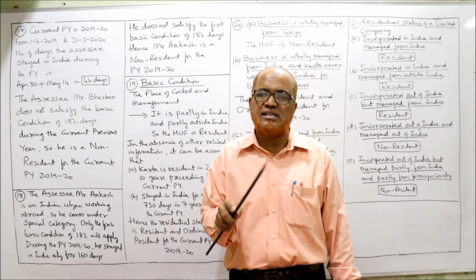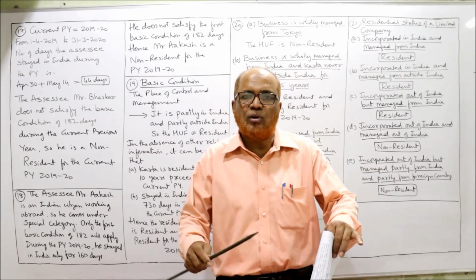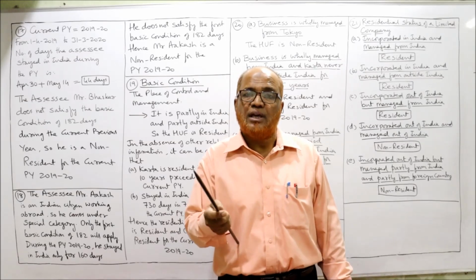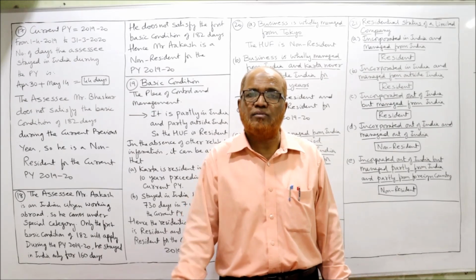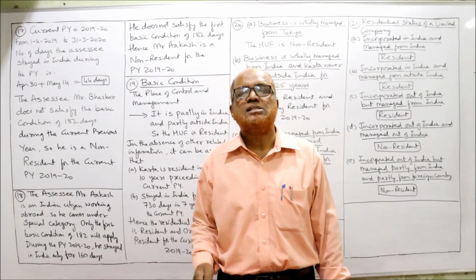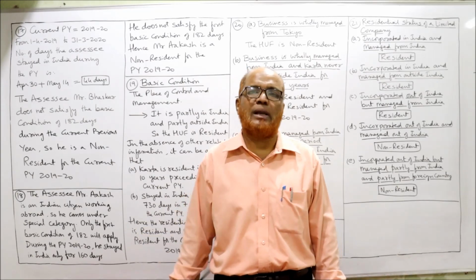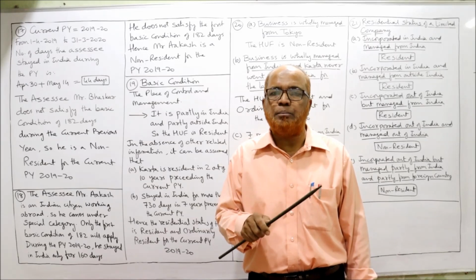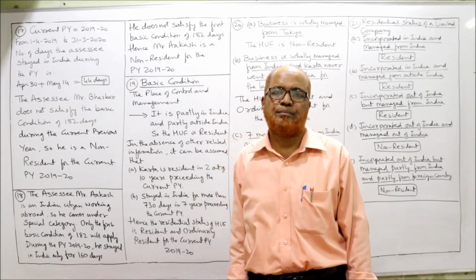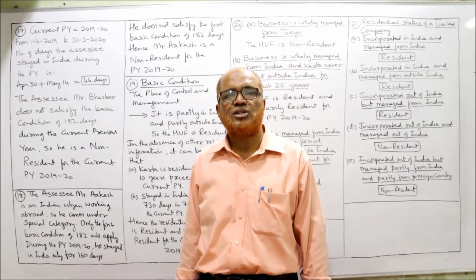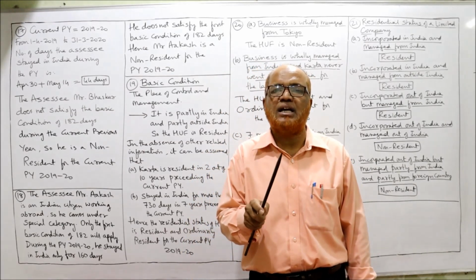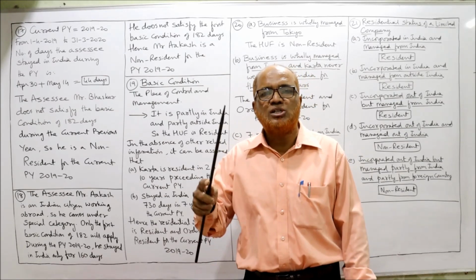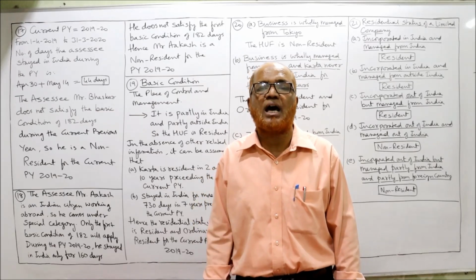Once we have decided whether it is a resident or non-resident, then we have to go for additional conditions. Additional conditions will be applied only if it is a resident. If it is a non-resident HUF, additional conditions will not apply. So what are the additional conditions? Same additional conditions what we have seen for individual. That means the first additional condition: must be a resident in 2 out of 10 previous years preceding the relevant previous year. Second additional condition: must stay in India for 730 days or more during 7 years preceding the relevant previous year. These 2 additional conditions must be satisfied by Karta.